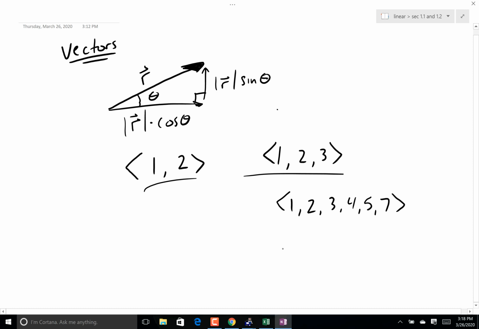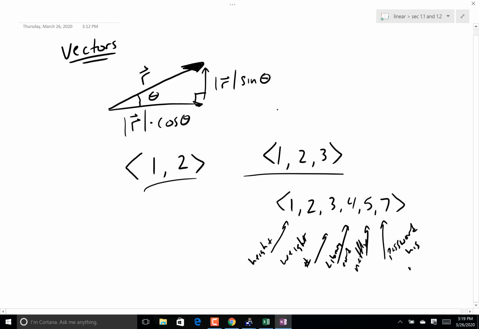Because in the statistics world, we keep track of information. The guy's height, weight, I don't know, phone number, library card number, sure, Netflix number, I don't know, password for match.com, and so on and so forth. Okay, it's just a list of stuff.